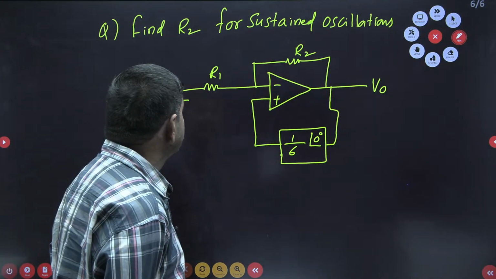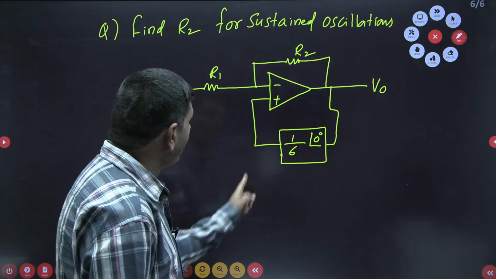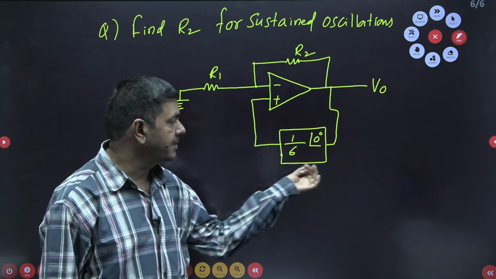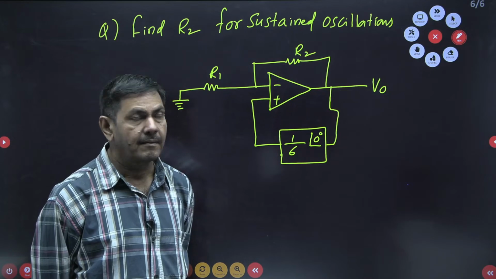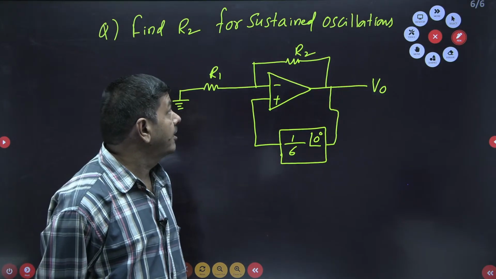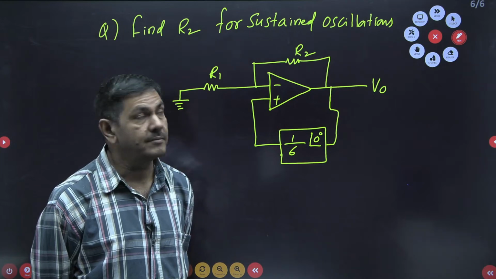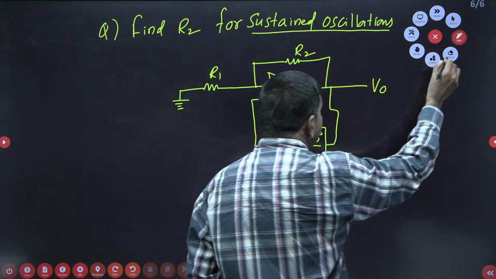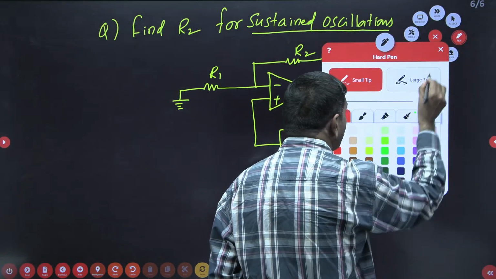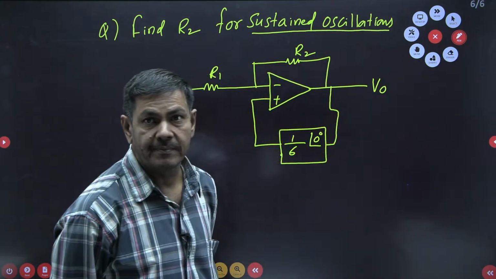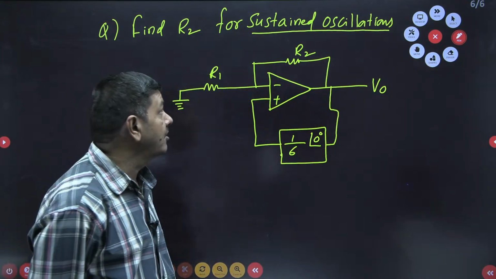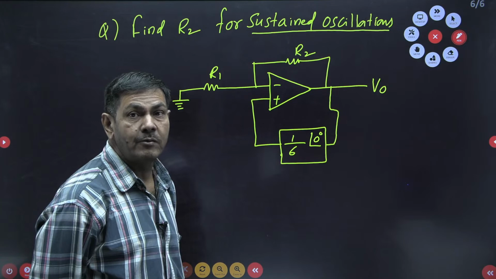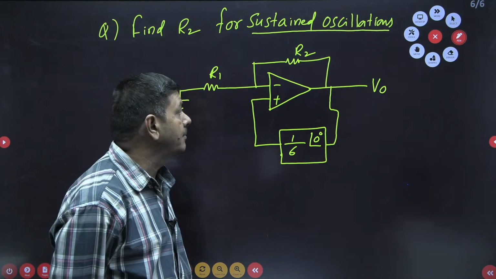But in the problem it is not specified what feedback network exists here. But is it an oscillator or not? To know that, only one point is given here: sustained oscillations are specified in the problem. You can say this network can act as an oscillator only. In that case, we can use A beta equal to 1. The Barkhausen condition is applicable here now.